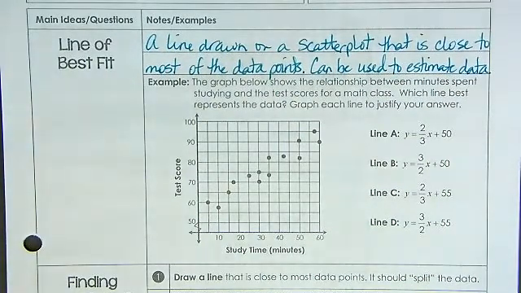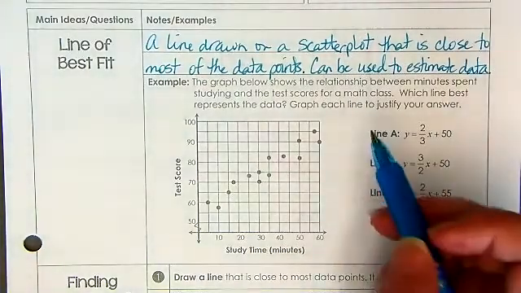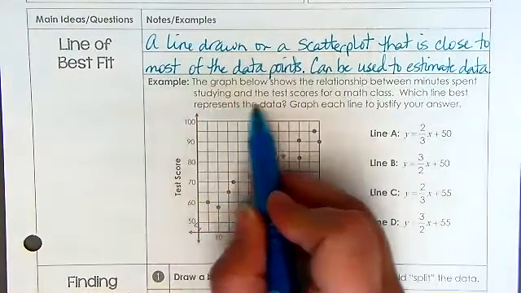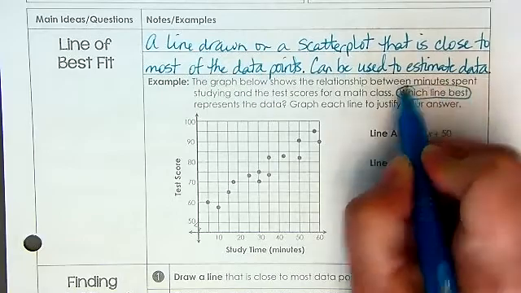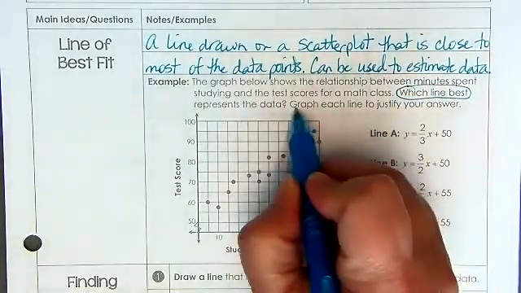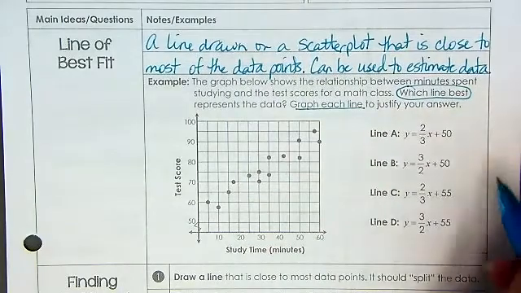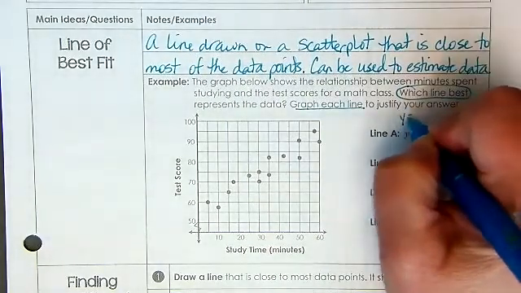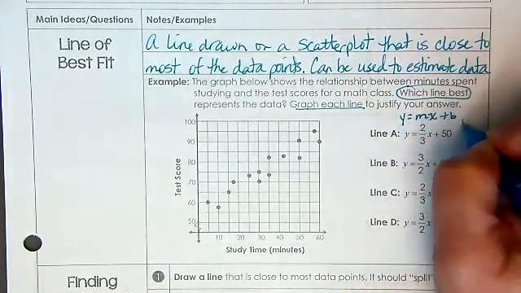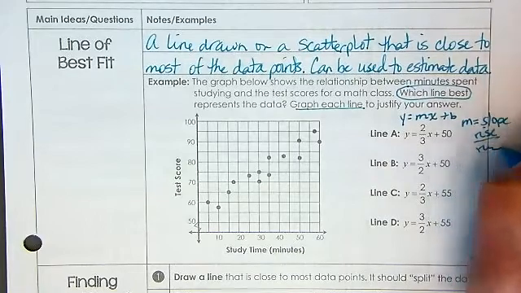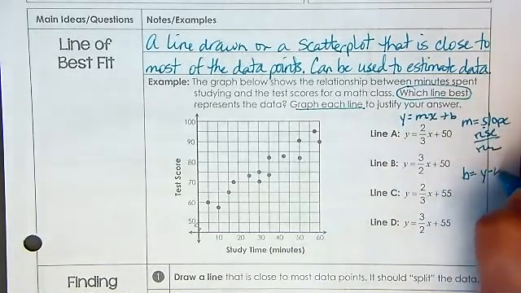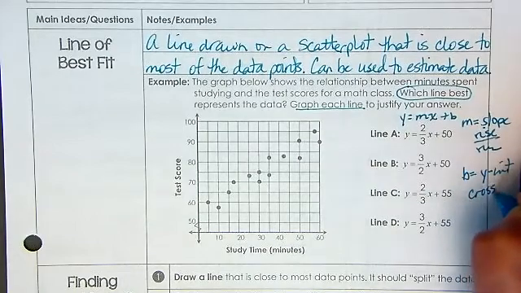All right. So if I'm looking at this first example right here, I'm going to grab a straight edge. The graph below shows the relationship between the minutes spent studying and the test score for the math class. Which line best represents the data? We need to graph each line to justify your answer. So I'm going to graph. Remember, the equations are in y equals mx plus b. Remember that m is your slope, which is rise over run. The b is your y-intercept, which is where it crosses the y-axis.